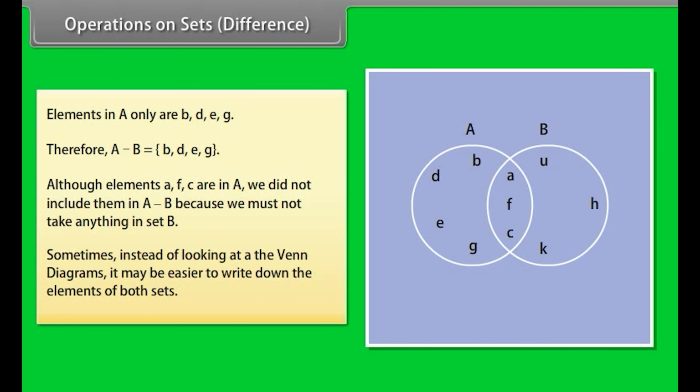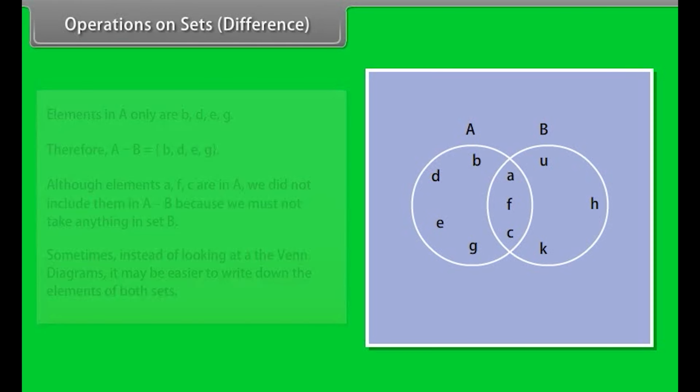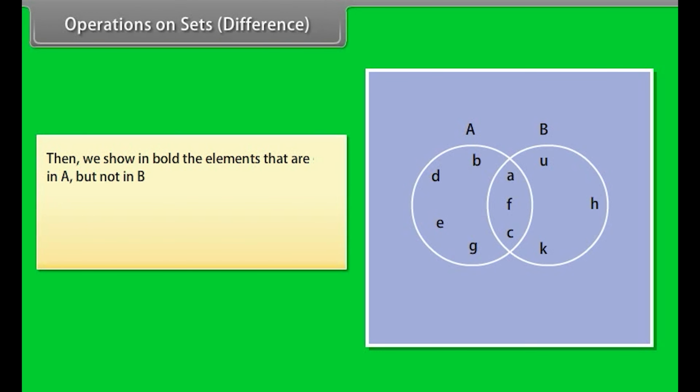Sometimes, instead of looking at the Venn diagrams, it may be easier to write down the elements of both sets. Then, we show in bold the elements that are in A but not in B. A is equal to {B, D, E, G, A, F, C}. B is equal to {K, H, U, A, F, C}.